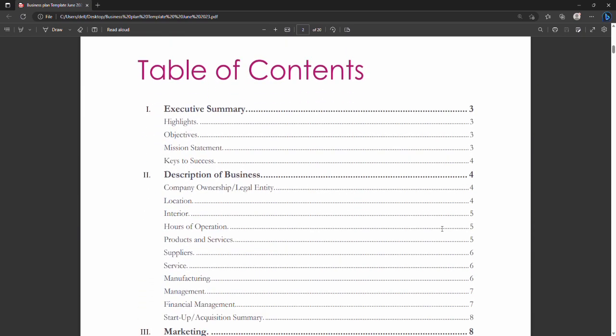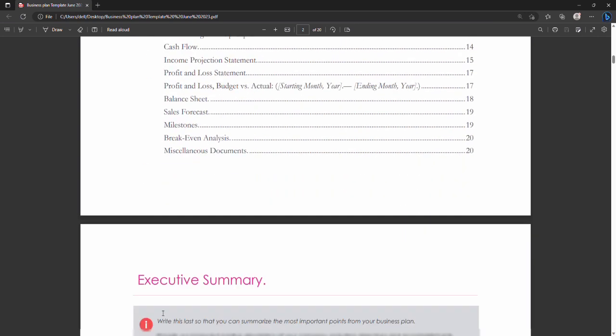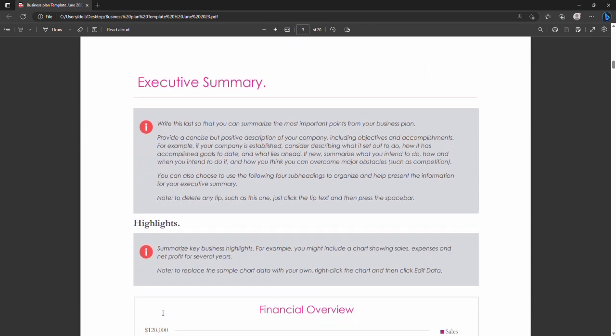Okay, let's continue. Looking at the table of content, it has 4 chapters. Chapter 1 is the executive summary. Chapter 2 is the description of business. Chapter 3 is the marketing. And chapter 4 is the appendix. Let's look at them carefully.